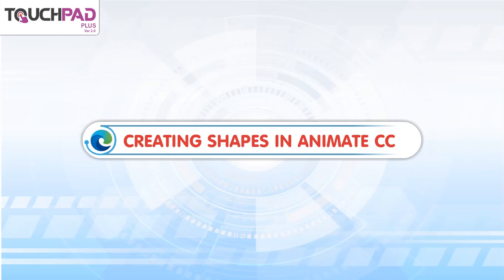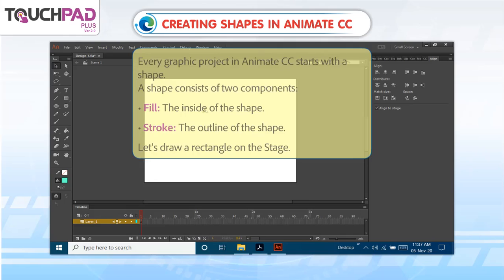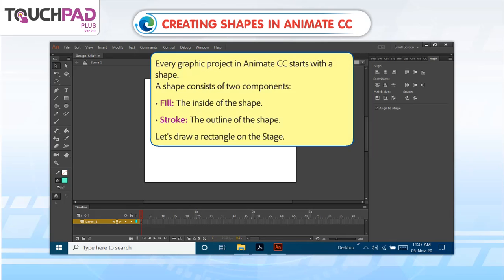Creating shapes in Animate CC. Every graphic project in Animate CC starts with a shape. A shape consists of two components. Fill, the inside of the shape. Stroke, the outline of the shape. Let's draw a rectangle on the stage.